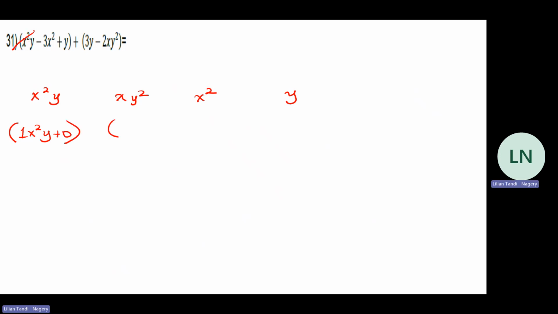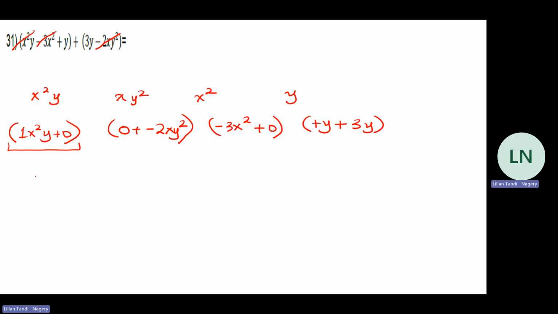xy squared. There is no xy squared here. So 0 plus negative 2xy squared. Okay, so this goes away. We have used it. Now we need to do our x's. Over here, x squared, sorry. So that is negative 3x squared. It does not have a friend over here, so plus 0. Okay, then now we do our y's. Positive y plus 3y.